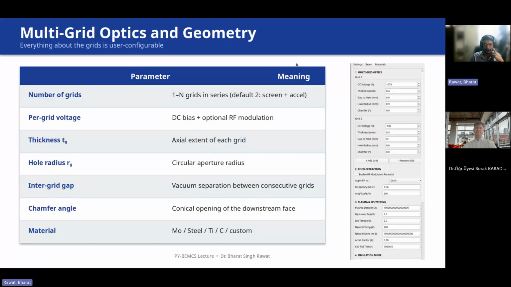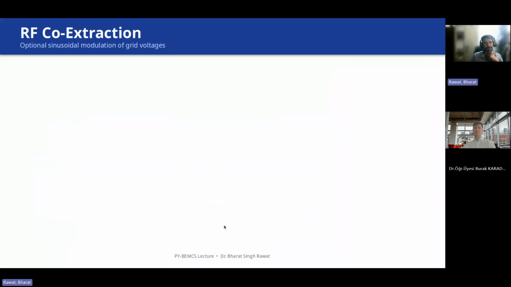So now I come slowly to the demonstration part of it. Once you open the code, you would see different kinds of parameters. On the right side, you see the window which defines different parameters which you can use to study the ion optics. Here is the number of grids, defined by n 0 to n. Voltage per grid, and there is an option if you want to do the RF modulation as well. For each grid, it would apply a sinusoidal pulse as well. You can apply the intergrid gap, the chamfer angle, and the material. And you can also have your custom material properties as well.